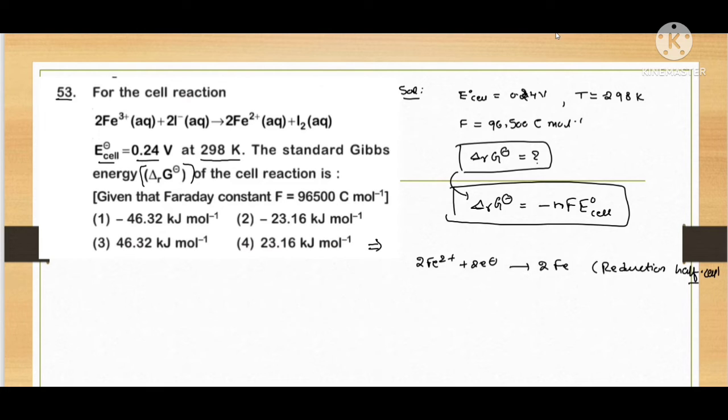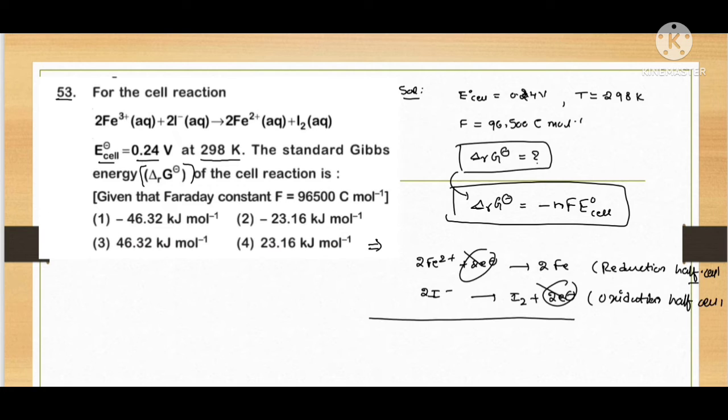The next one is 2I minus, which will give rise to I2 plus 2 electrons. Here I minus loses its 2 electrons. That's why this reaction is oxidation. Here we observe that 2 electrons are present on both sides. That's why the N value equals 2, that means the number of electrons equals 2.